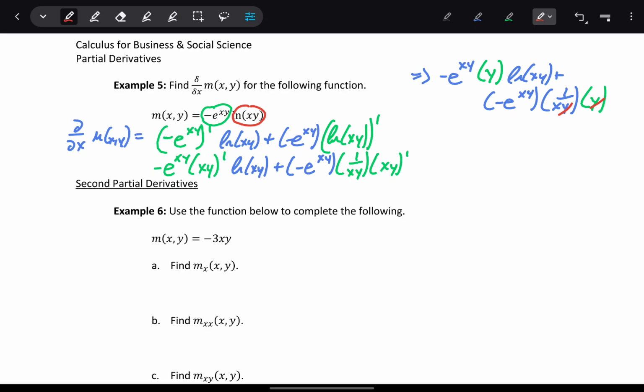But now y over y will cancel, and this will reduce to negative y e^(xy) times the natural log of xy minus e^(xy) over x.